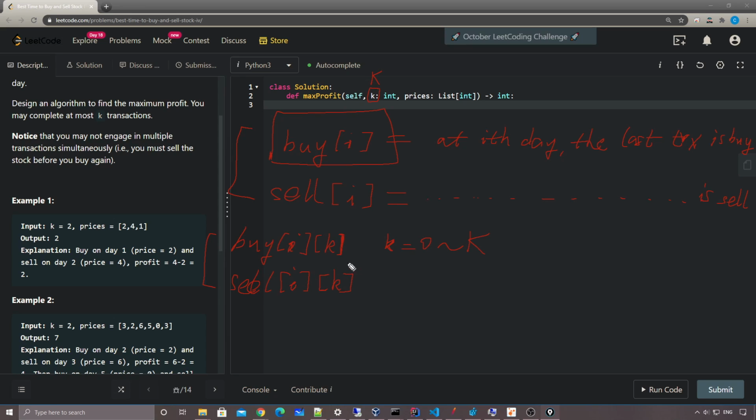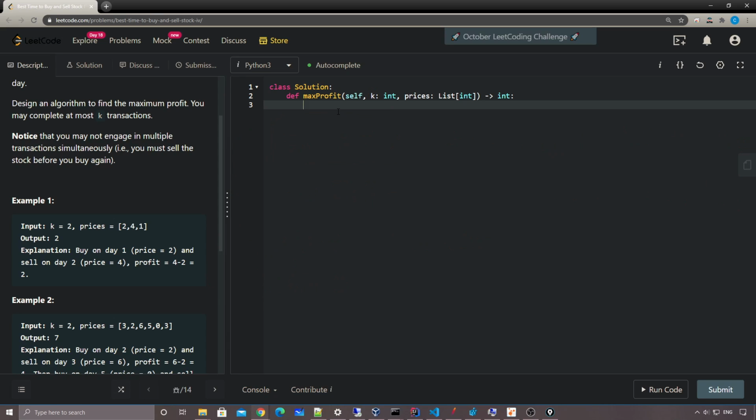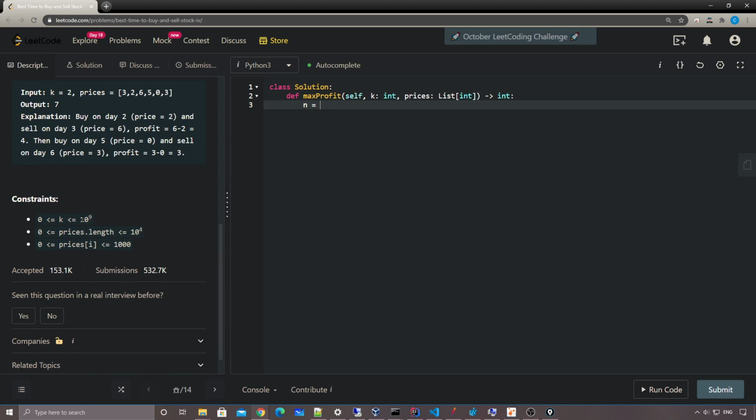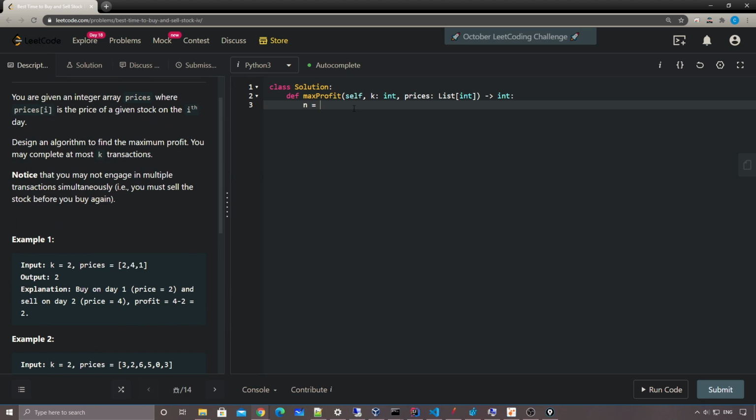So let me try to code these things here, and we'll take care of this huge K number later on. Let me try to finish the main logic first. Usually the template is like this: we have a buy and sell. And okay, I'm going to change this one to an uppercase K.